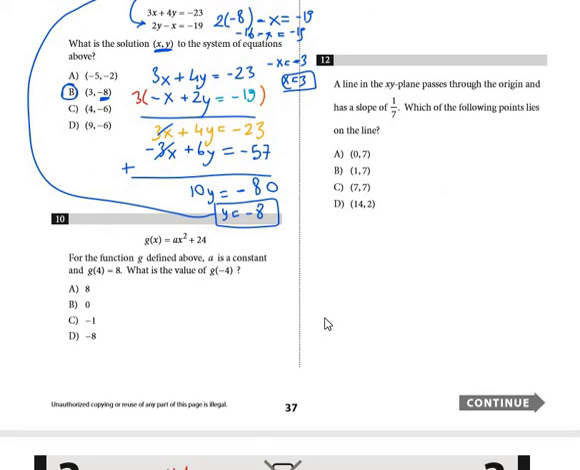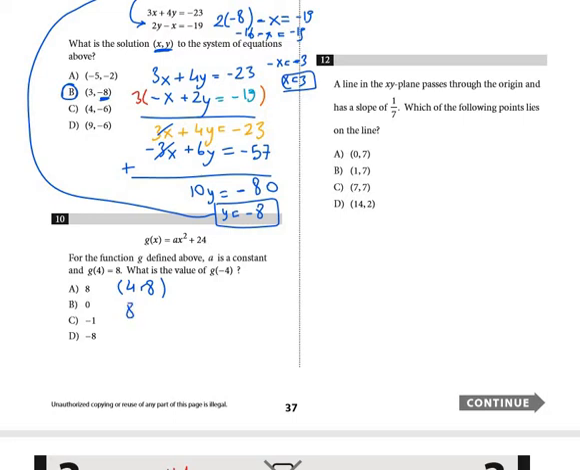We were given g of x is equal to ax squared plus 24 for the function g defined above. A is a constant and g of 4 is 8. What's the value of g of negative 4? We were given g of 4 equals 8, which means (4, 8) is a point on this function. This is the x coordinate, this is the y coordinate. So if I plug in 4 and 8 in this function, I can find the value of a.